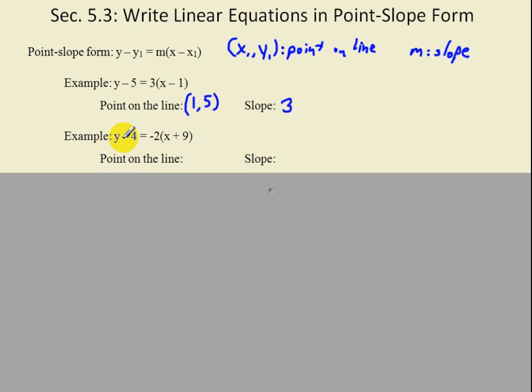Now notice in the next one we have y minus 4 is equal to negative 2 times x plus 9. So that plus 9 you could think of as x minus negative 9, which shows us that the x coordinate of our point is negative 9. So again, it seems like a bit of a flip-flop. Instead of a positive, which you would think from an addition, it's actually a negative, as opposed to our y coordinate, which is still positive. So we have (negative 9, 4) on the line, and our slope is negative 2.